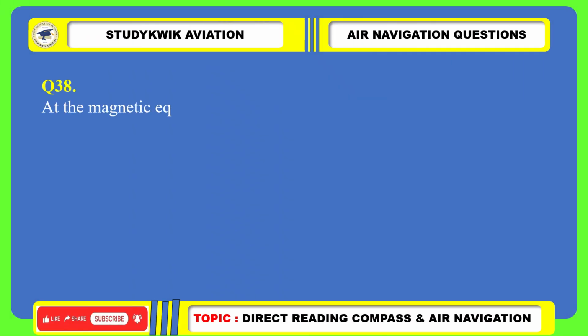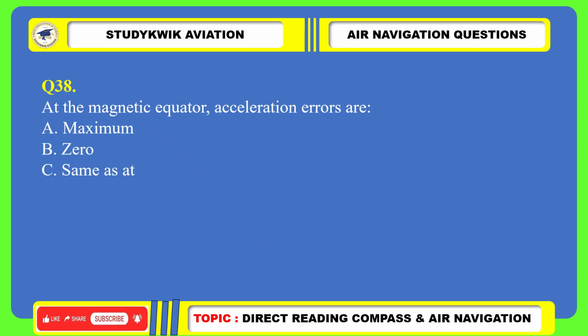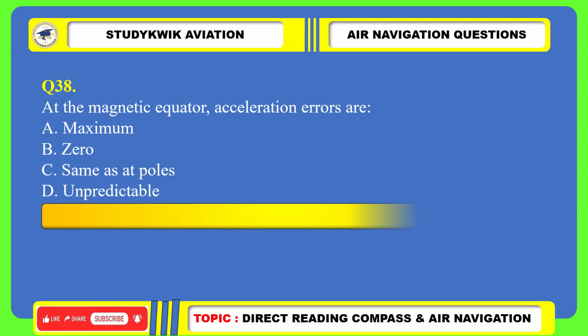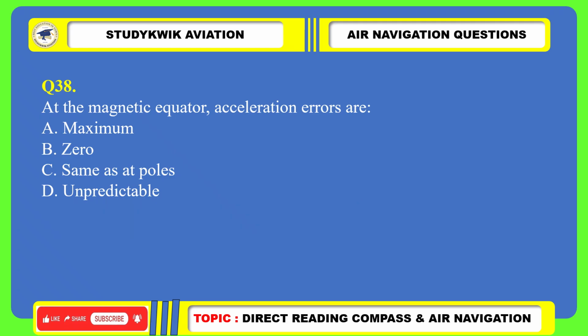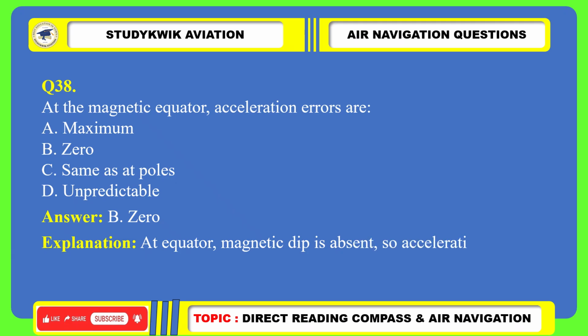Question 38. At the magnetic equator, acceleration errors are: maximum, 0, same as at poles, unpredictable. The correct answer is B. 0. At the equator, magnetic dip is absent, so acceleration error vanishes.